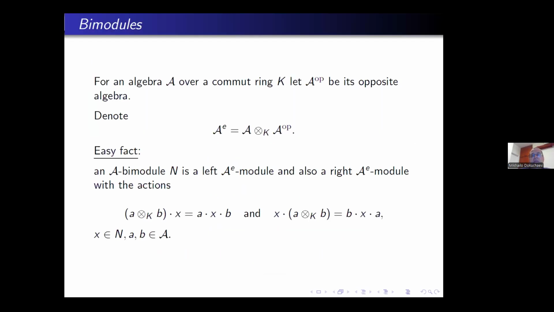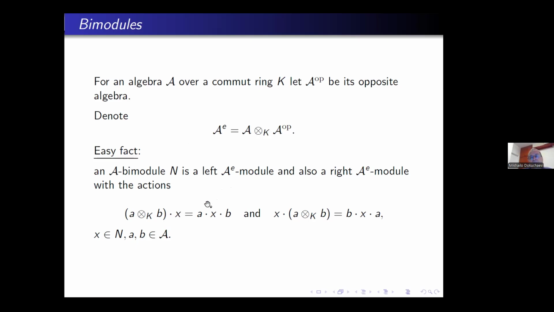So this is very basic. Notation: we have here the opposite algebra. For now, K will be a commutative ring, but later I would wish to assume that it's a field. And this denotes the enveloping algebra. The word enveloping is used with more than one meaning in mathematics, but in this context, it is this tensor product.